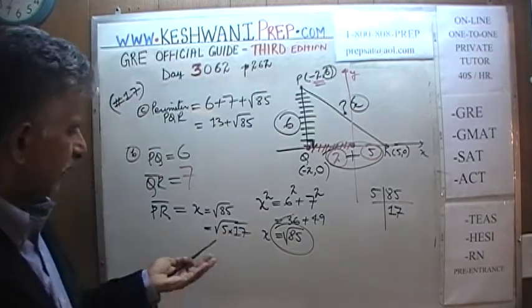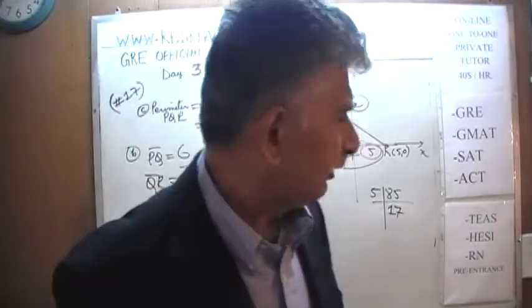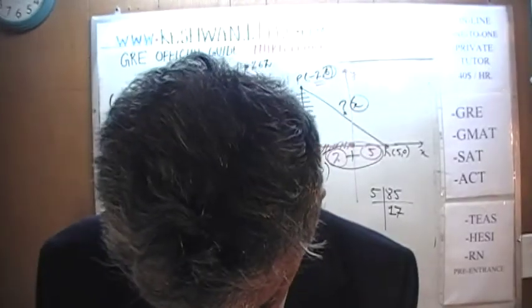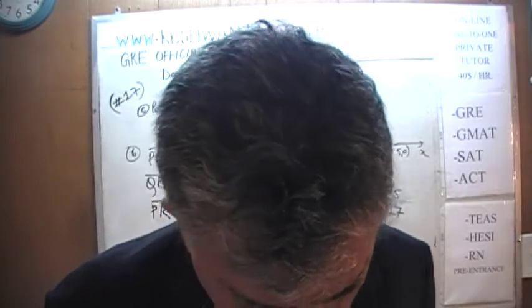What can you do with it? It can't be simplified. This is the product of two prime numbers. That's all there is. So it's going to stay like that. It's 13 plus square root of 85. That's the perimeter. Part D says area of the triangle PQR.